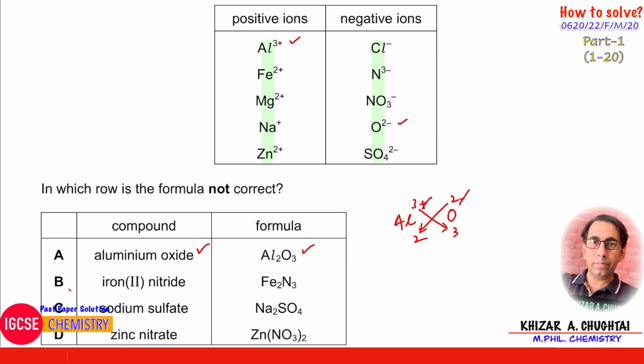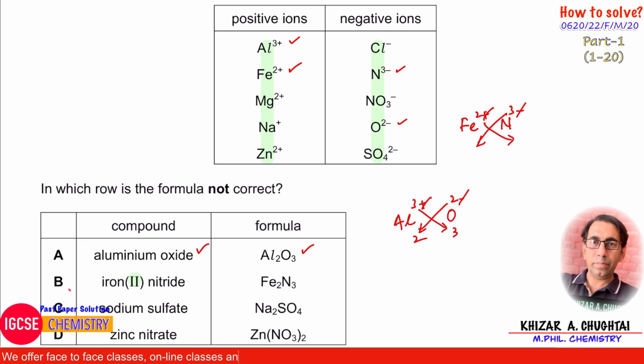Come towards the B option. It's iron(II) nitride, so its oxidation state must be 2. What is the formula of iron(II) nitride, with nitride? Fe 2 positive and N 3 negative. Negative and positive will be cancelled out. 3 over here, 2 over here, and the formula will be Fe3N2. And here it is wrong. So this formula is not correct.